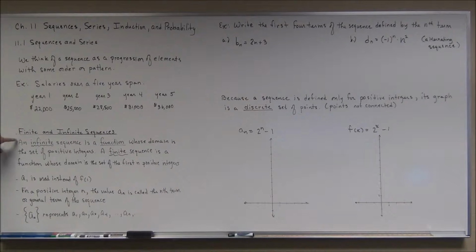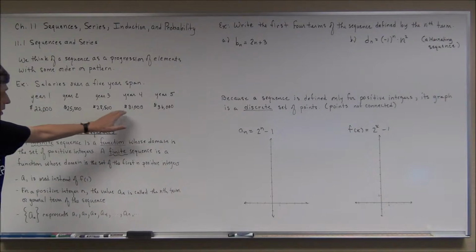Finite and infinite sequence. An infinite sequence is a function. Notice I underline function here because we don't typically think of a sequence as a function. We think of it as just a list of values, but it is a function, and the domain is the set of positive integers, the positive integers being 1, 2, 3, 4, 5, and so on. A finite sequence is a function whose domain is the set of the first n positive integers. So like here, I have n equal 5, I have 5 possibilities.